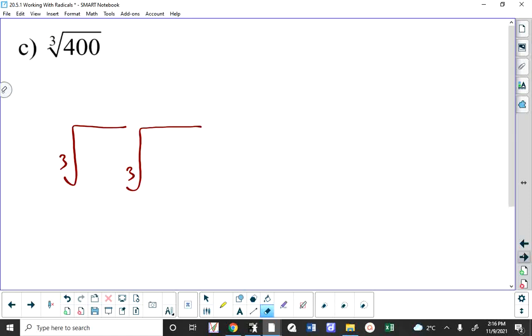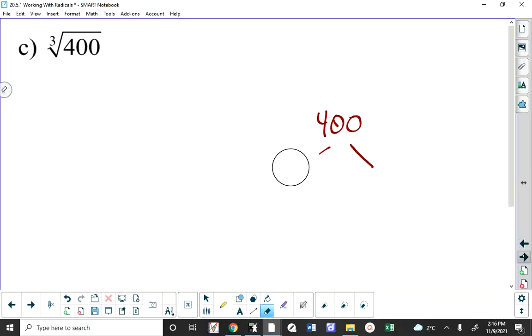I know what the perfect cube is. But rather than doing it that way, we take 400 and we break it apart. I mean, teachers sometimes do this, or they have different visual ways of doing this. I just start breaking it apart in terms of factors. So I'm not going to do this. I will in a bit.